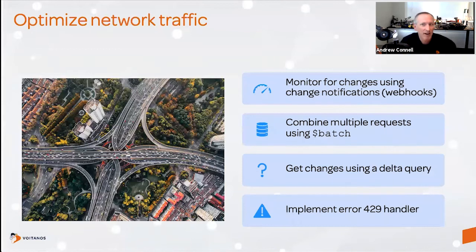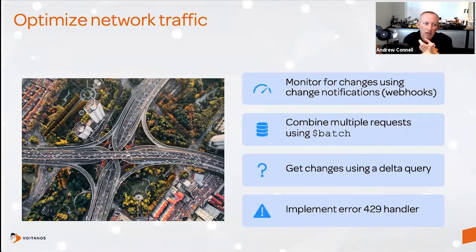Okay, next thing. This is a big area that they really wanted to focus on in the exam. Because if you've been working with Graph in the last year or two, you know that throttling is an issue, or it can be an issue. It's definitely something you want to pay attention to. So they have this section here on optimizing network traffic. You need to understand really three aspects to this.